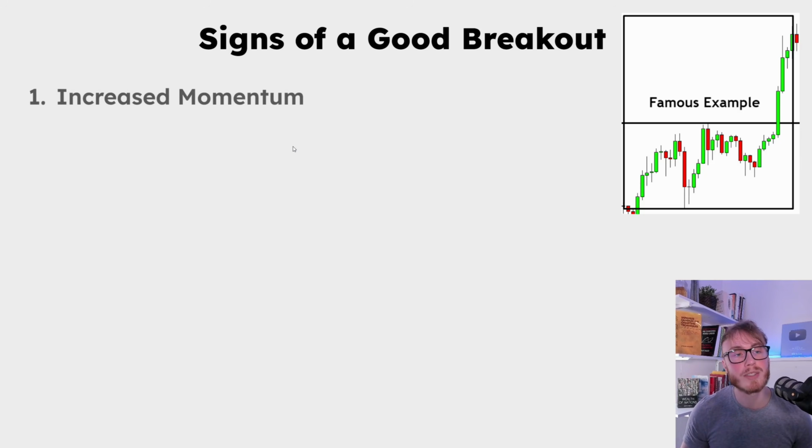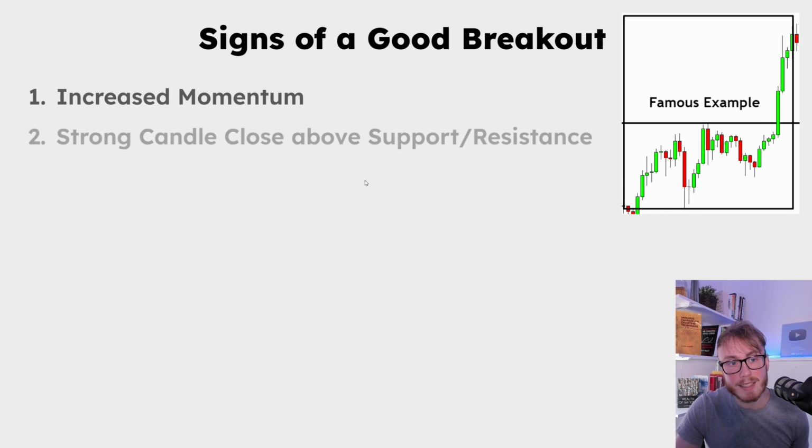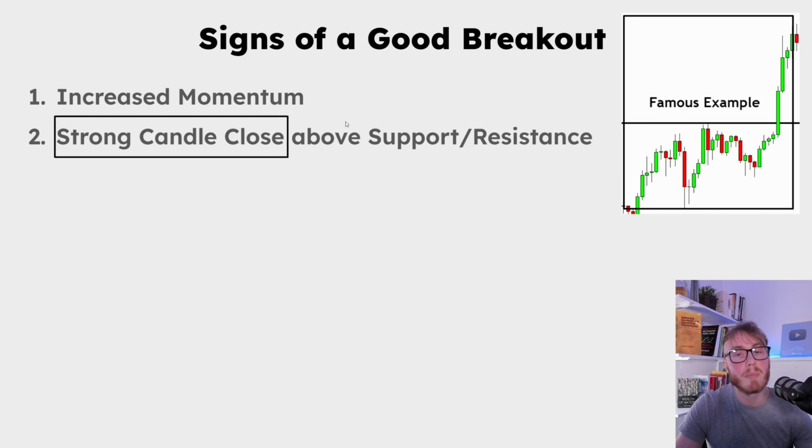First of all, we want to see increased momentum. So when the price breaks our support or resistance, we want to see strong momentum. The second thing we're looking out for is a strong candle close above the support or resistance. In very simple terms, the candle close is basically when the candle closes and when the next candle starts. And in order to have a good breakout, we want to see preferably the candle closing quite far above the resistance or quite far below the support. That is yet another sign to look out for.